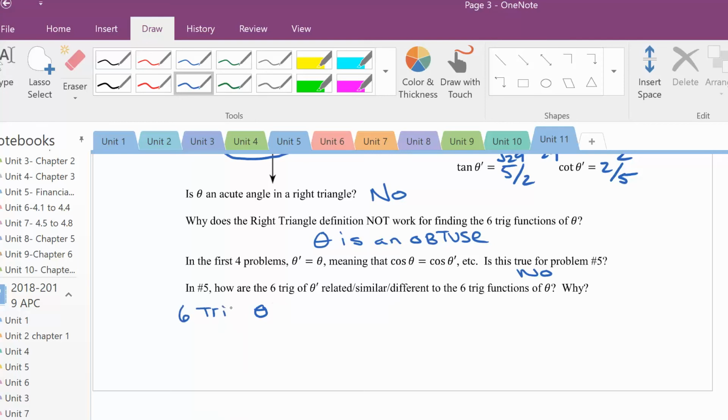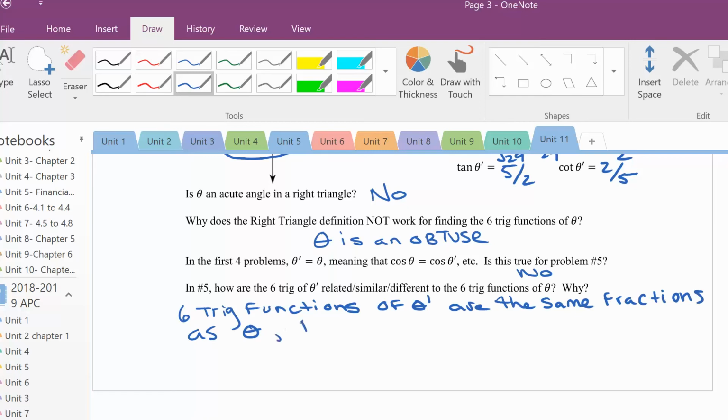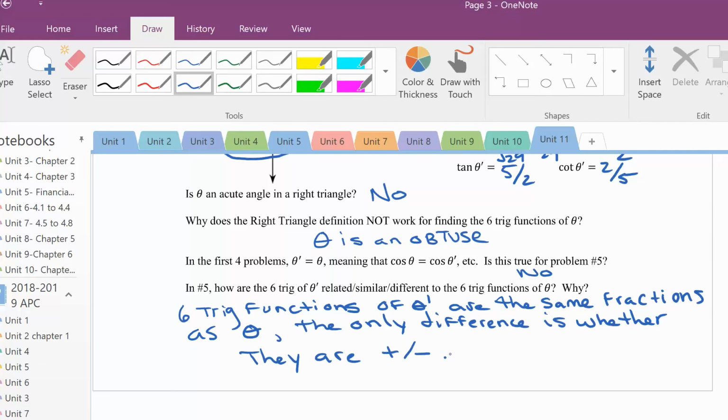are the same fractions as theta. The only difference is whether they are positive or negative. So that's the only difference.